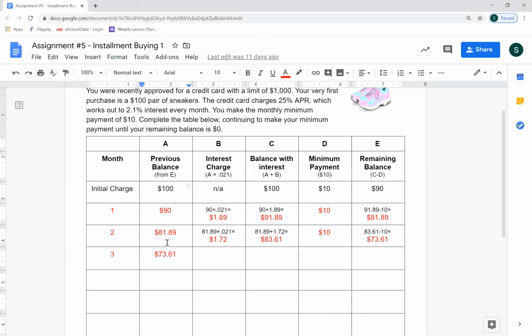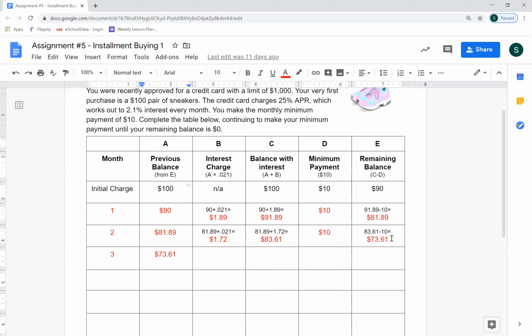So in month 2, my balance is $81.89. To calculate the interest charge, I do this amount times 0.021, which gives me $1.72 in interest. I add those two together to get my balance with interest. My minimum payment is $10. So when I subtract that, now I have $73.61 left to pay off.